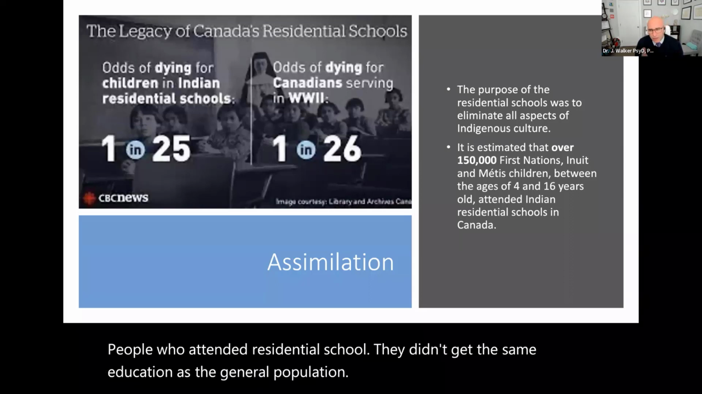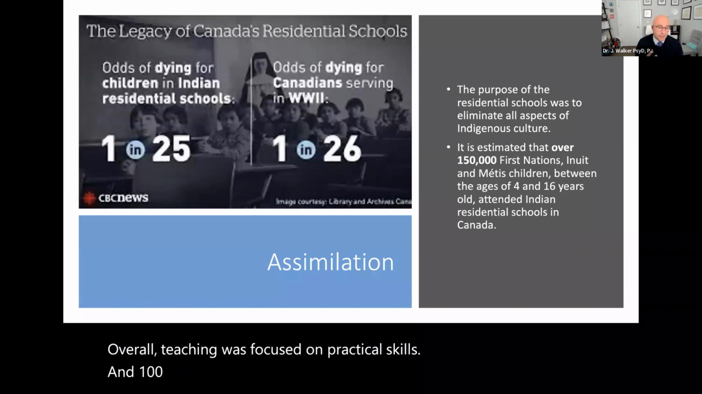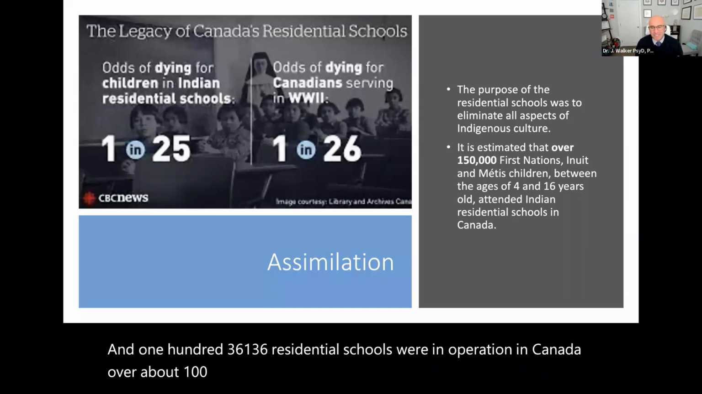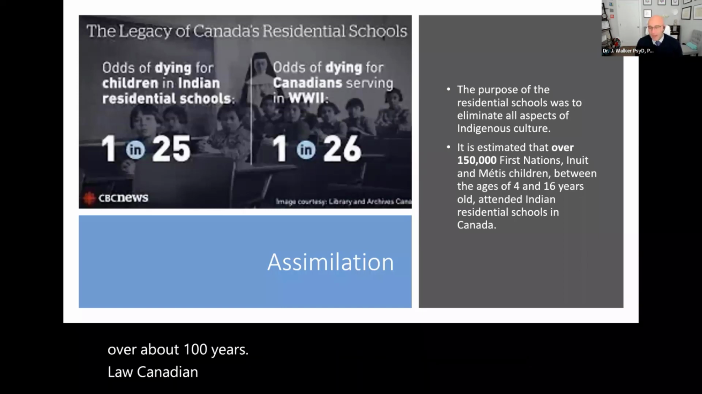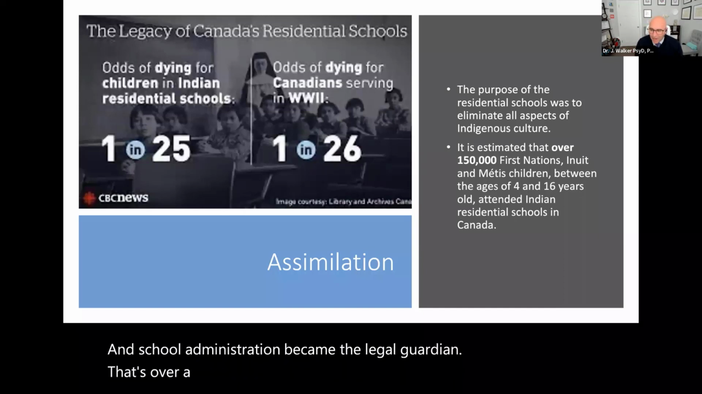Overall, teaching was focused on practical skills, and 136 residential schools were in operation in Canada over about 100 years, right? So Canadian law made attendance mandatory, and school administration became the legal guardian. So that's over 150,000 children who were sent into this system.